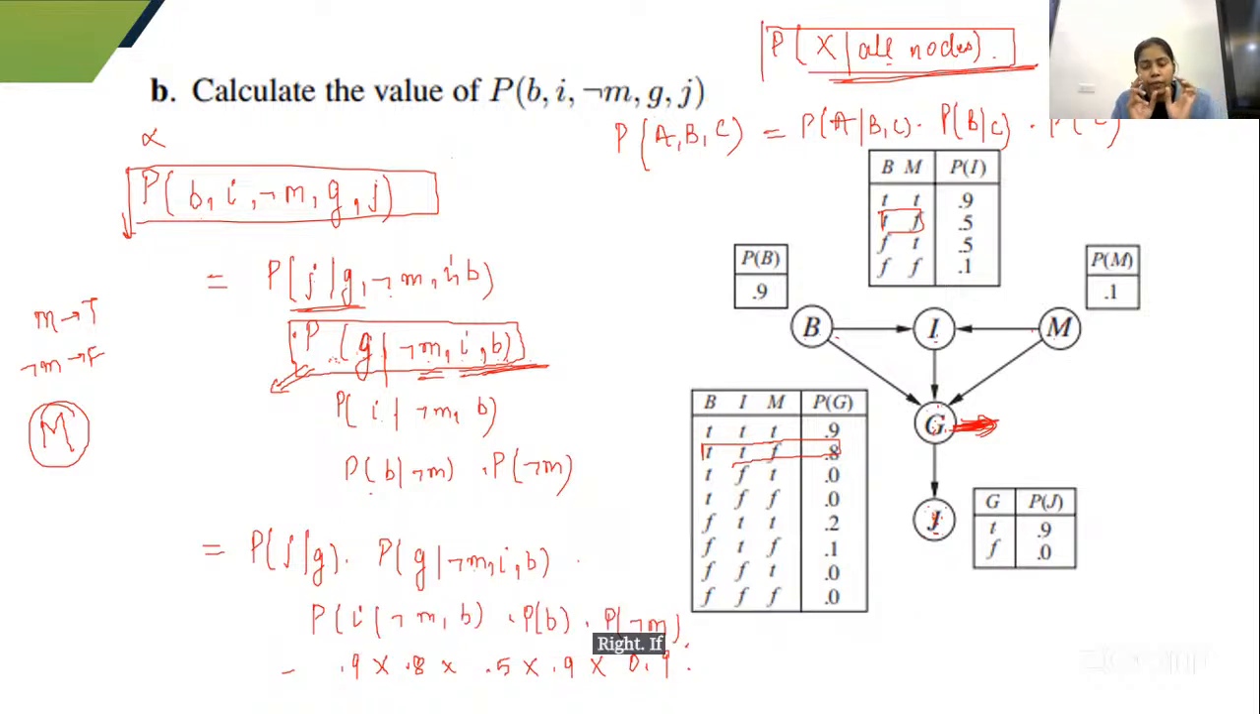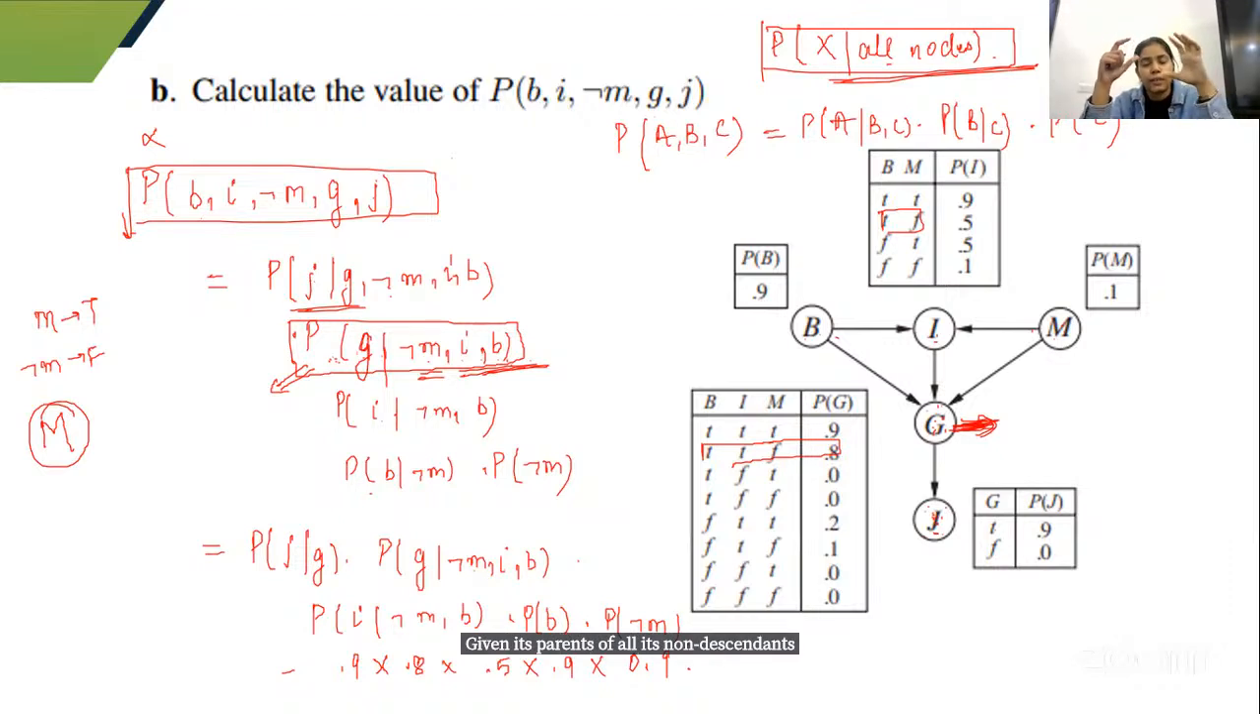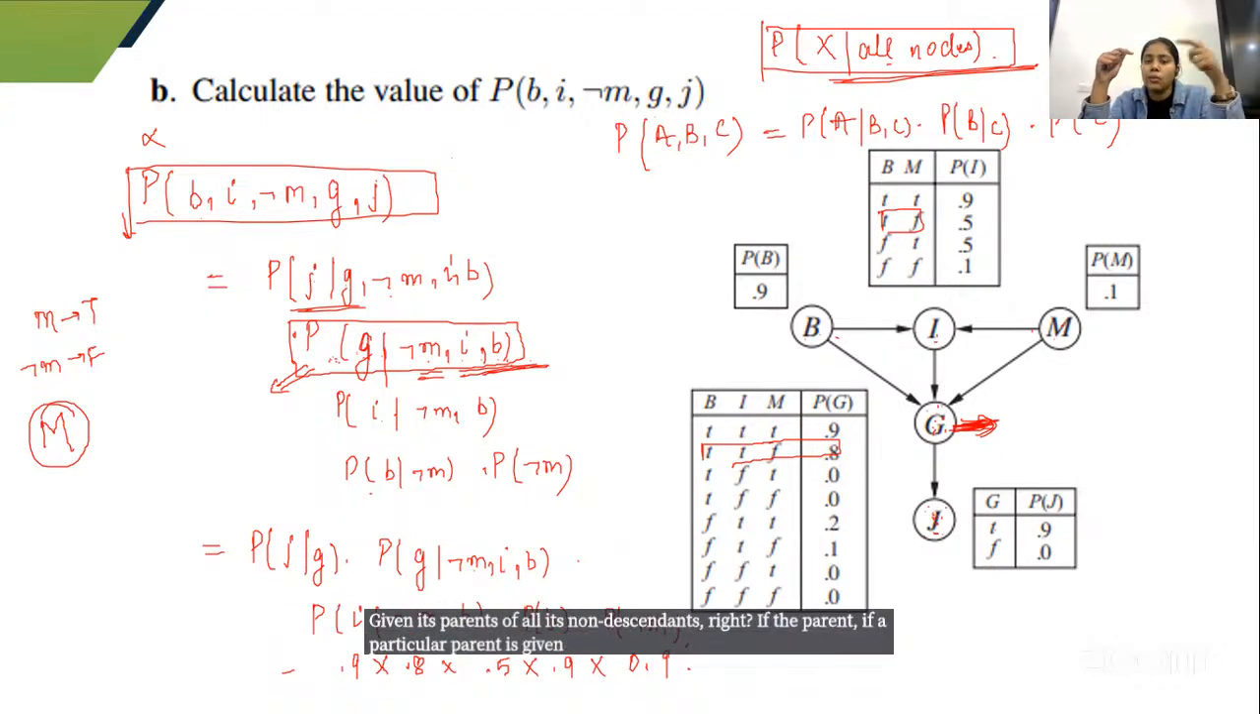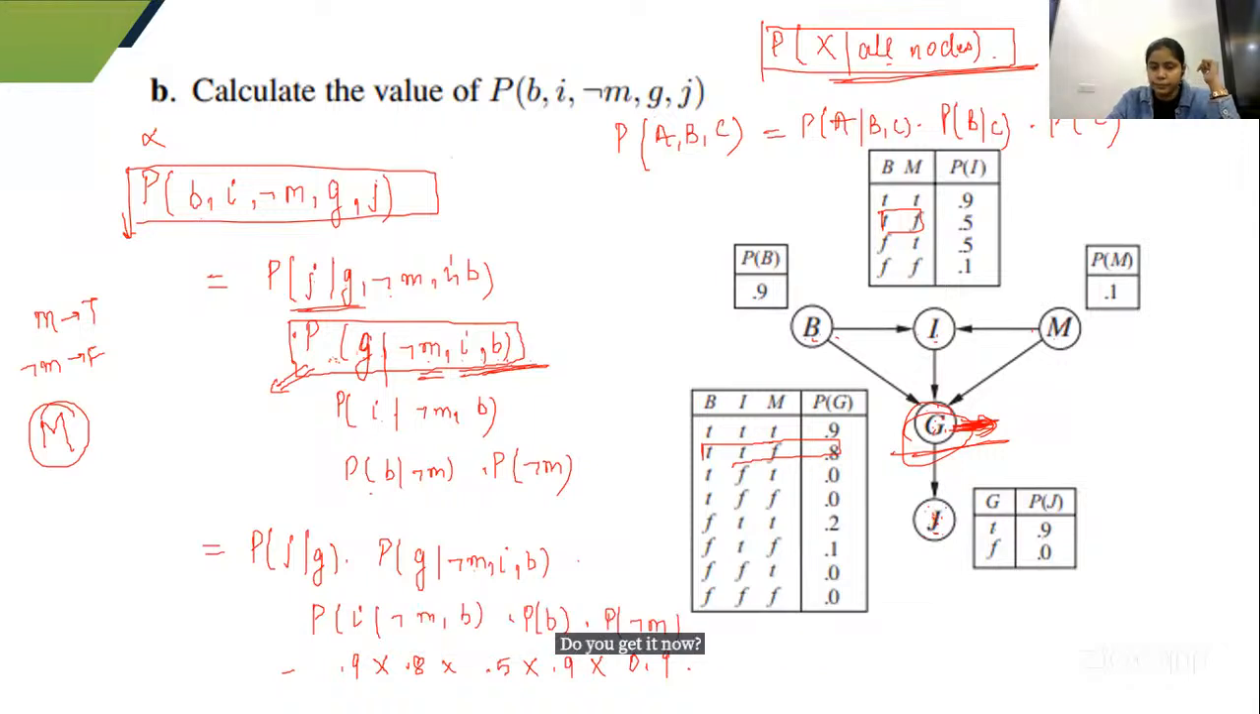If I want the probability of any particular node and they have given all the nodes, then I have to use Markov blanket. Otherwise, I have one statement which helps me to solve the problem, which is that a node X is conditionally independent, given its parents, of all its non-descendants, right? If a particular parent is given for a node, then no matter what values all other non-descendants take, they don't matter. Here, if I know what the value of G is, no matter what the values of B, I, and so on are, J is only dependent on G. Do you get it now? Tell me, guys, if there is still any confusion.